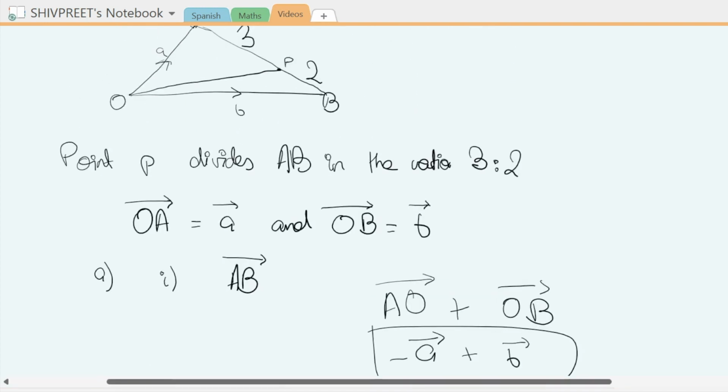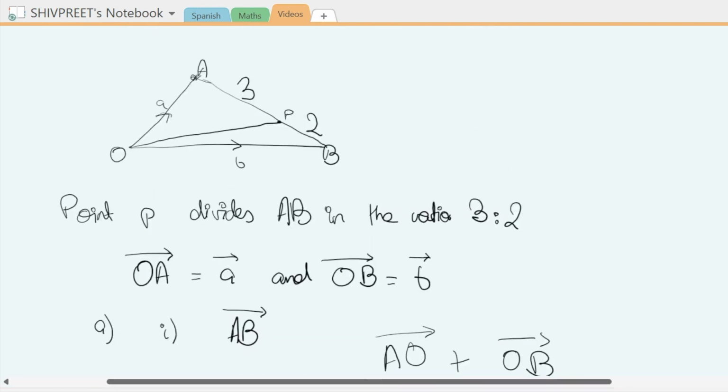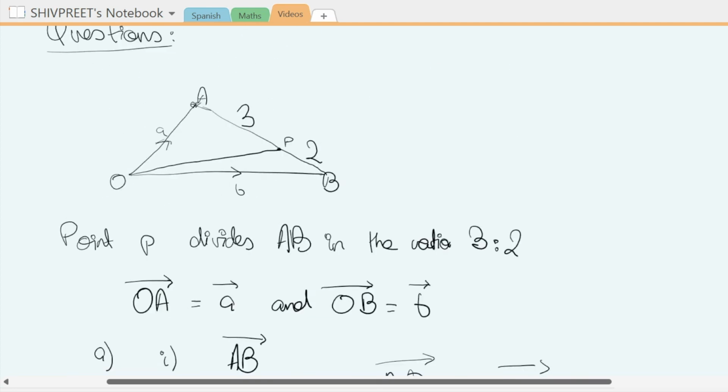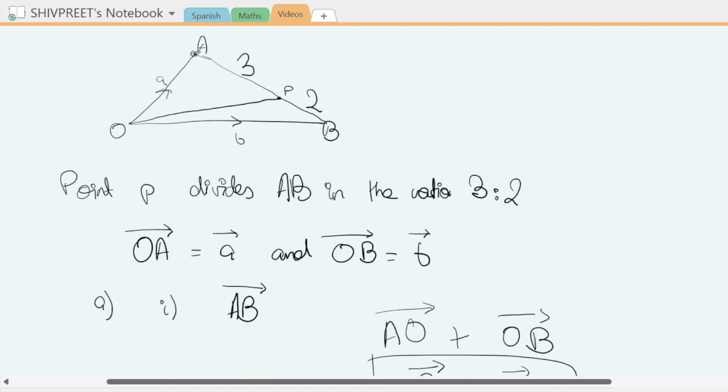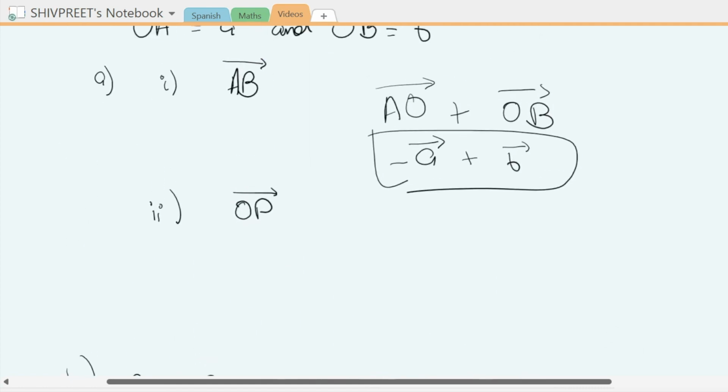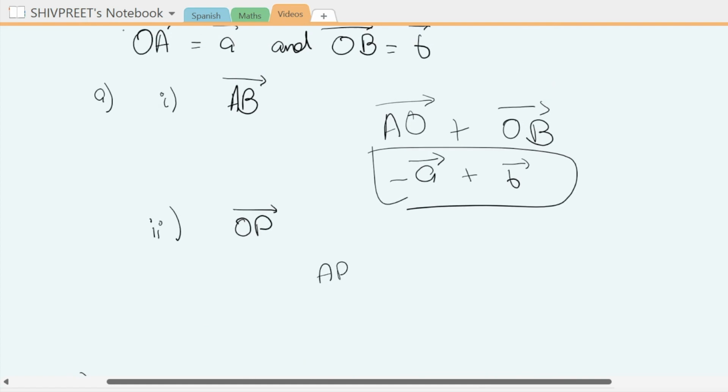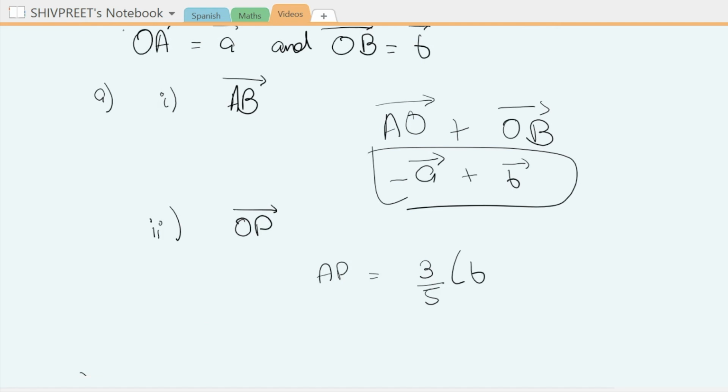Okay, now we need to find OP. We already know AB is minus A plus B vector. So 3/5 of that will be AP. So first let's calculate AP. AP is equal to 3/5 of minus A plus B, which can also be written as B minus A. So now we know AP.